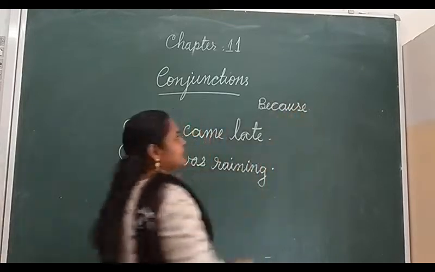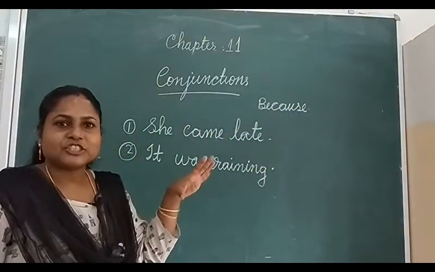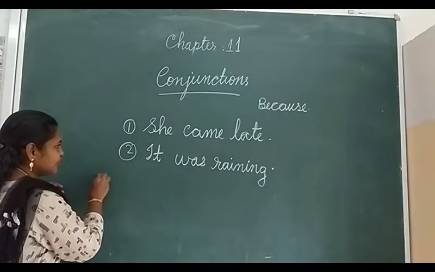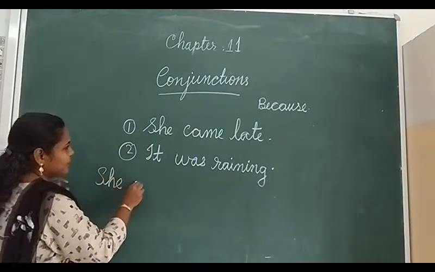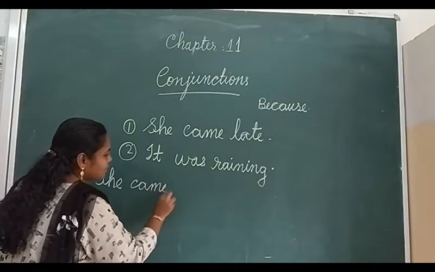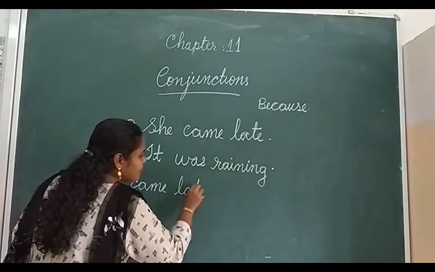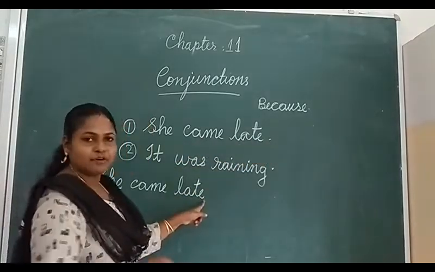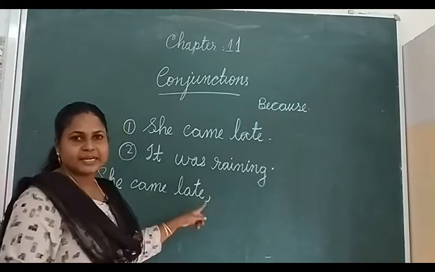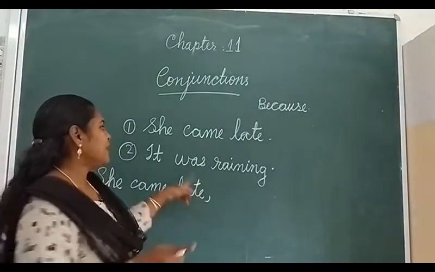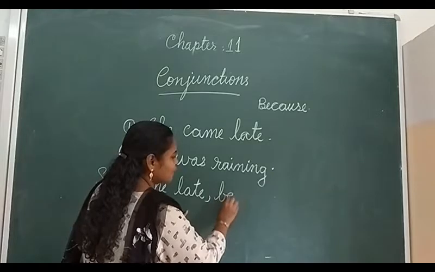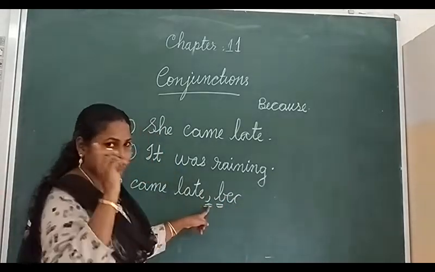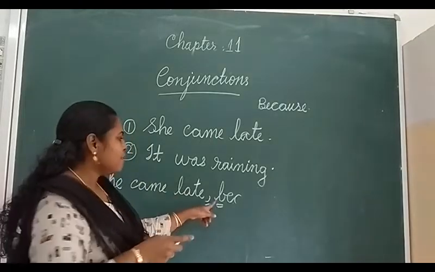We are going to connect these using the conjunction because. Let me write: she came late. Here there is a full stop, but here we have to put a comma. She came late, because, with a small letter b, and a comma also. You need to focus on these two things.